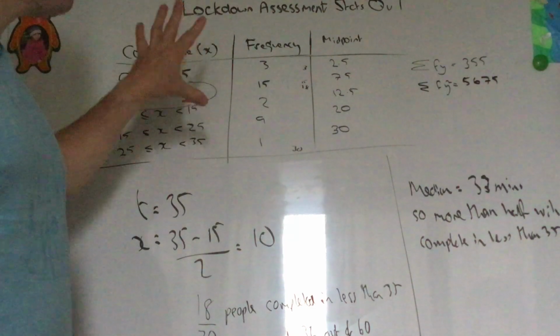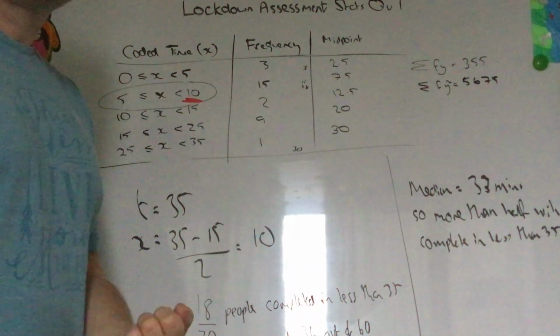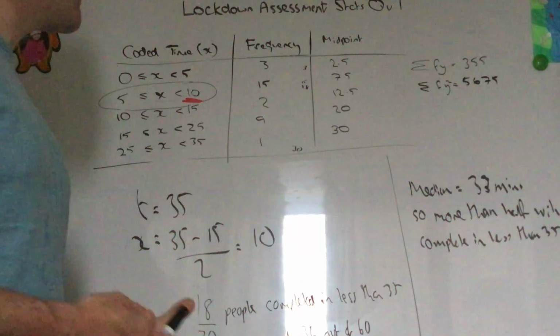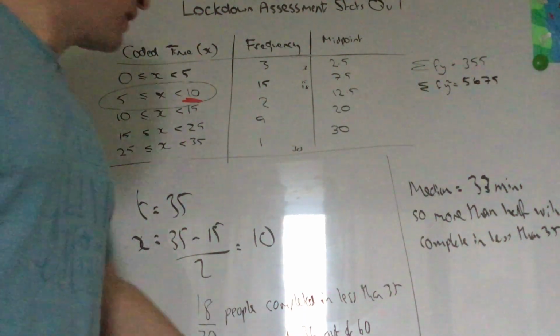Okay, but always bear in mind, when you're dealing with coding time or coded values, look at what you're talking about. Are you talking about the coded values? Are you talking about the original values? And which one do you have to use to justify your answer? Okay, that's question 1.